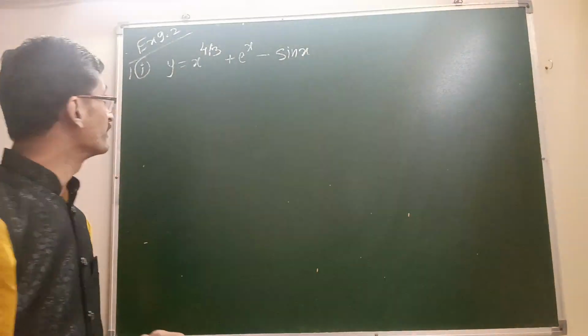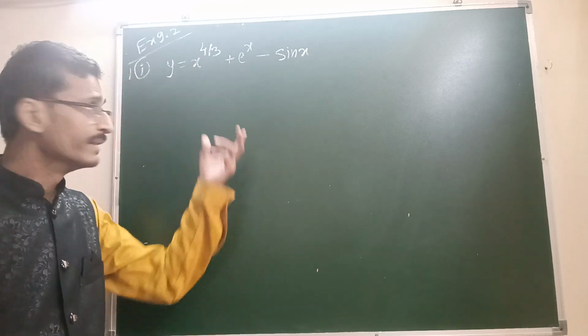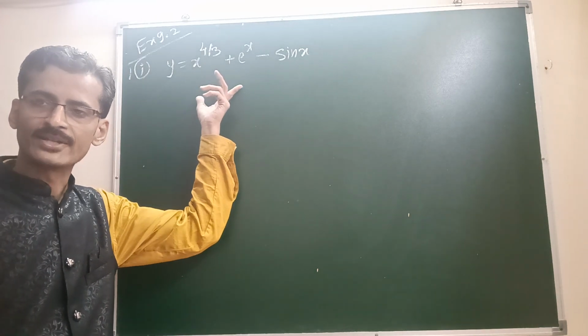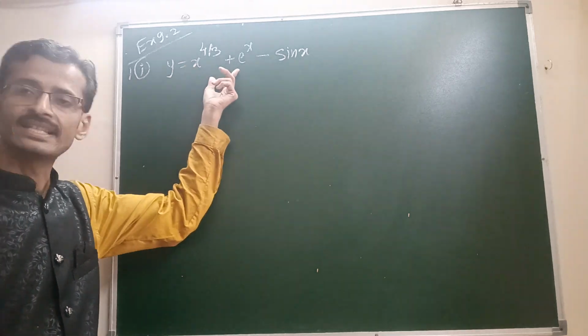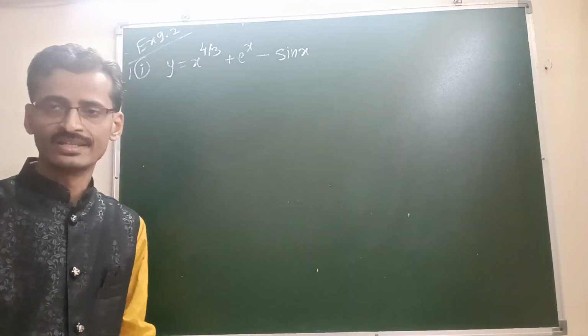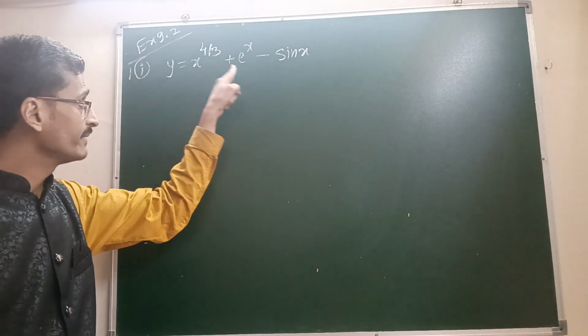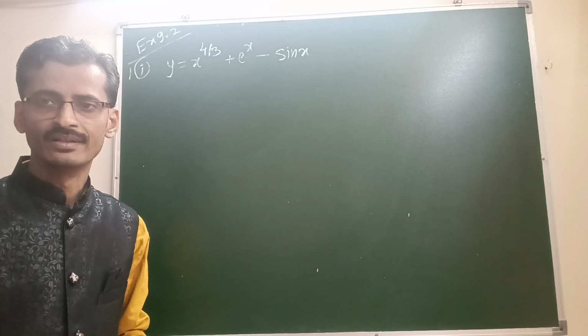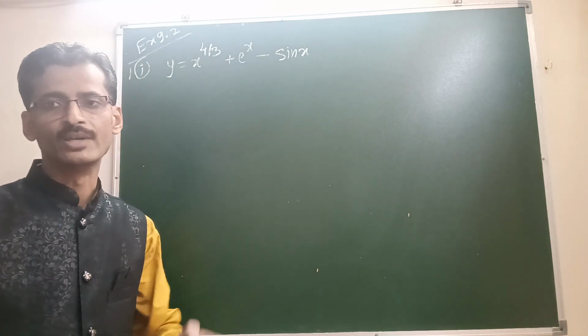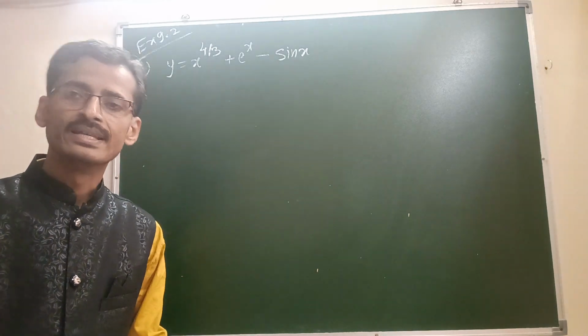Now exercise 9.2 first sum is differentiate the following with respect to x. So y is given x raised to 4 by 3 plus e raised to x minus sin x. Now here there are three functions of x in which plus minus sign is given. So if plus minus sign is given, we can write derivative separately.